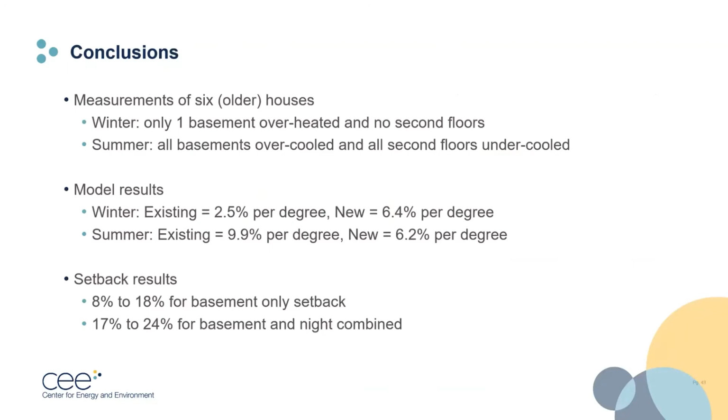From our temperature measurements in 6 mostly older homes, we found only 1 basement that was overheated in the winter and no second floors that were overheated in the winter. I should also note that in the summertime, all the basements were overcooled. And for the 3 houses we had with second floors, all the second floors were undercooled. Our model results indicated that the multi-zone energy savings is primarily a function of the zone temperatures produced by a single zone system.